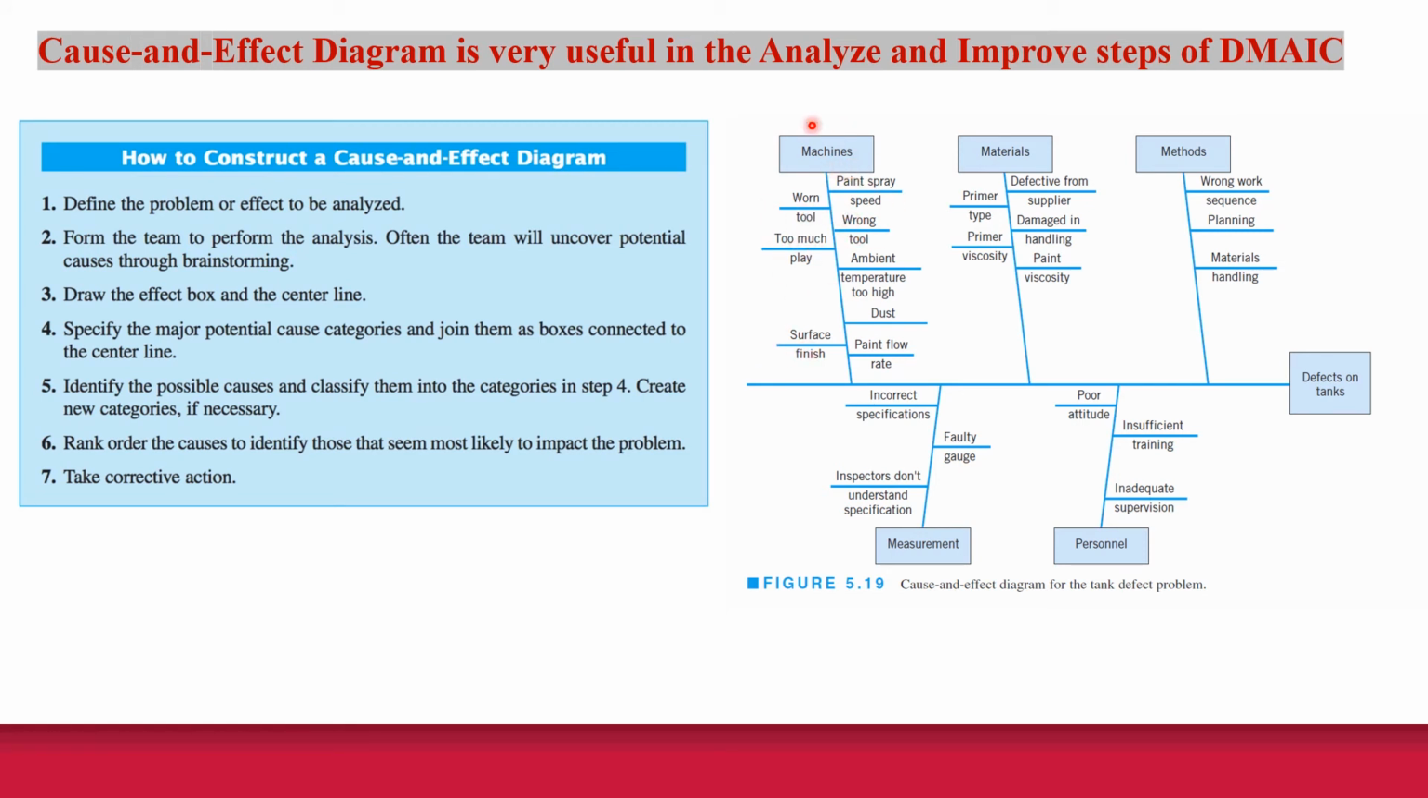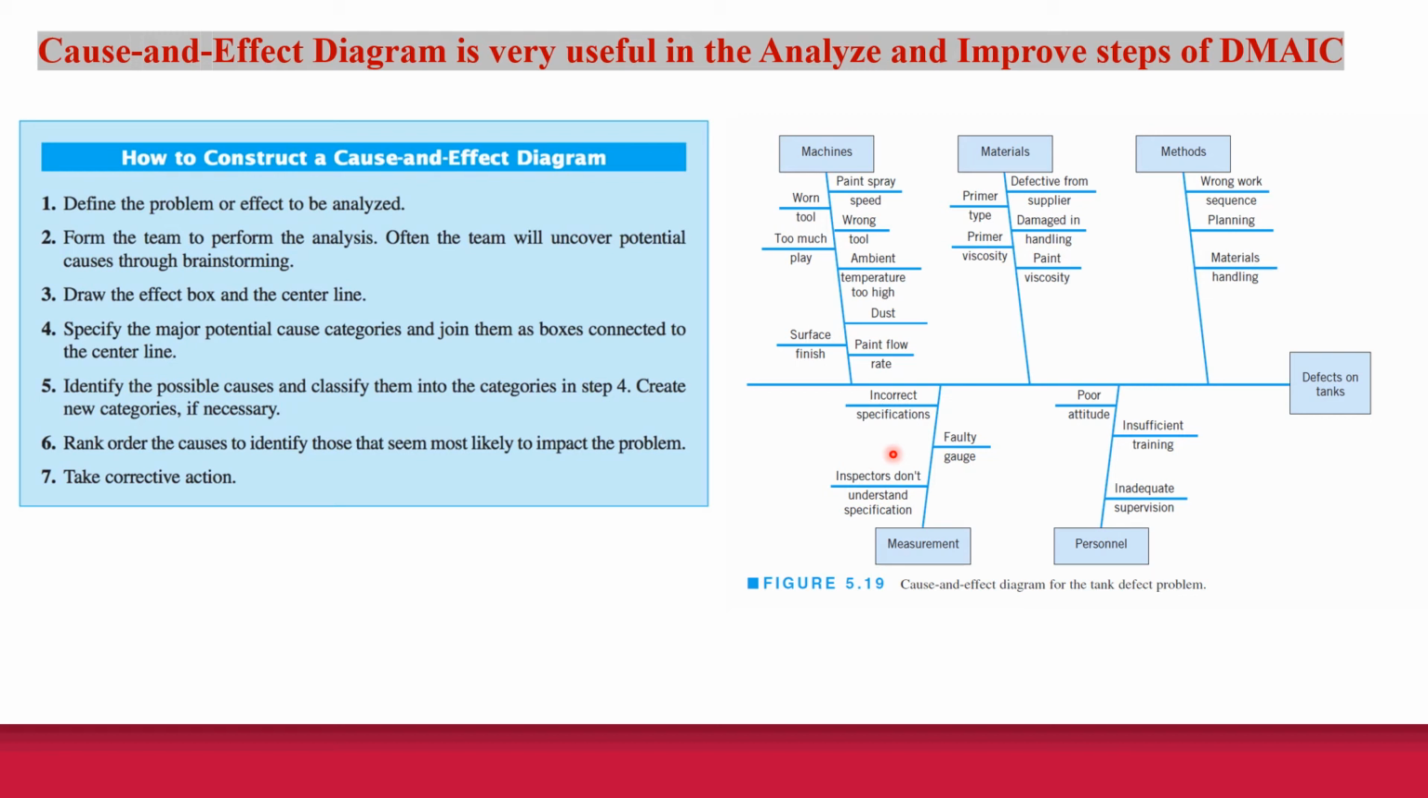So in machines, maybe it's a worn tool, or too much play, or the wrong tool, or there's dust in it, etc. For methods, is it wrong work? Is the planning wrong? Or is it the materials handling? Are we doing something wrong with that? Personnel, is it inadequate supervision causing the problem? Is it insufficient training? Poor attitude, etc. So this gives you a big flow chart that you can use to try to figure out exactly what's going wrong with your process.